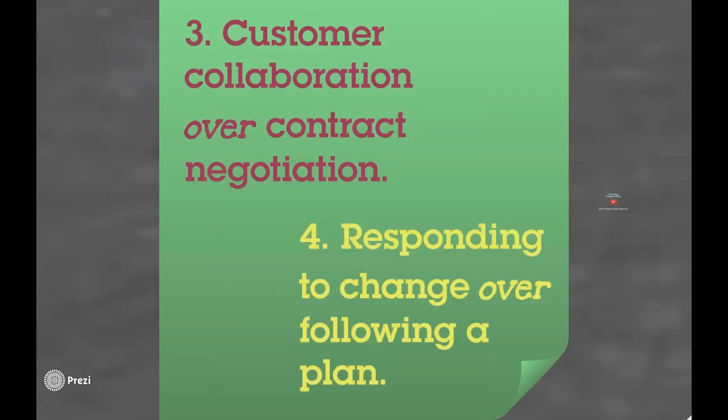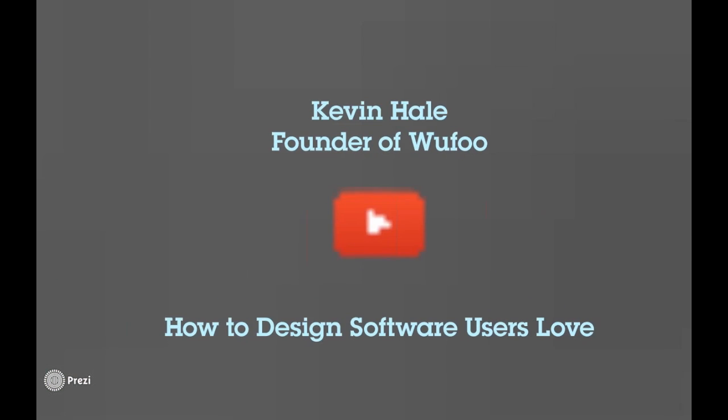Now, I wanted to just stop for a moment and have a brief tangent here. Going back to customer collaboration, we here at Axosoft recently were introduced to the idea of support-driven development.